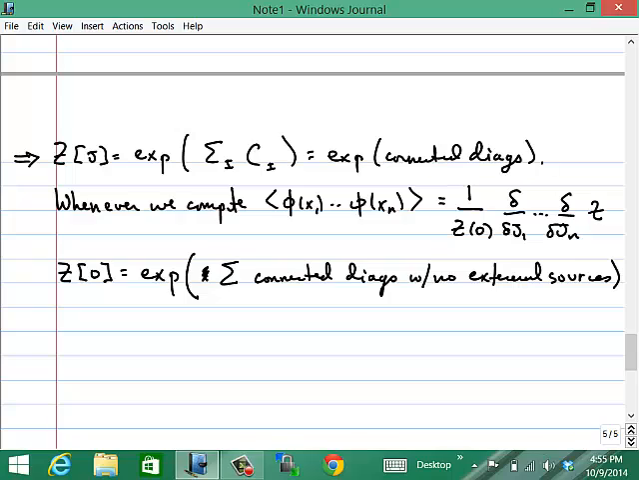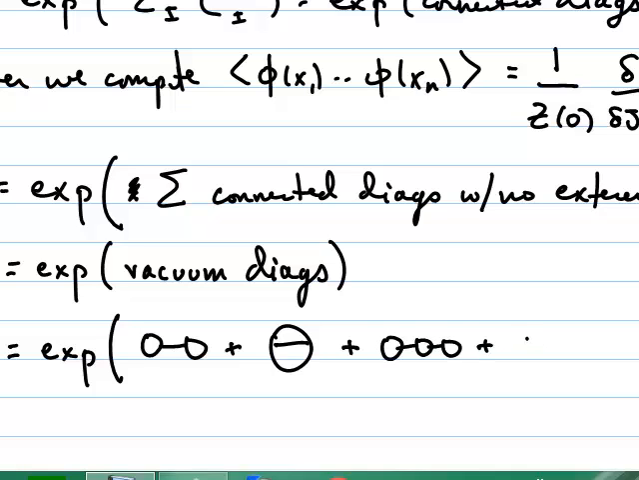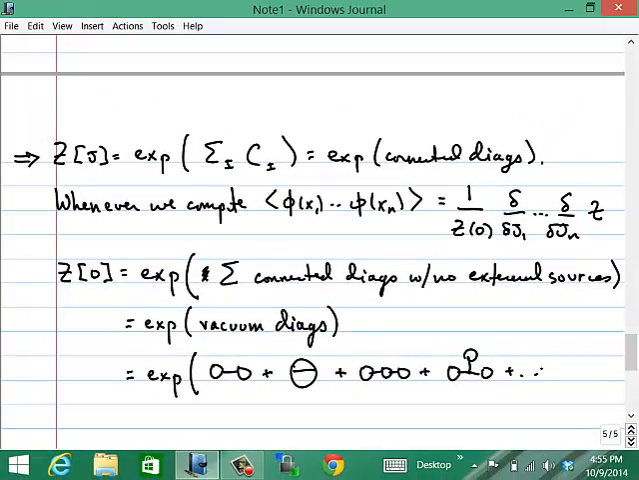Because if you set j equal to 0, then you don't have any external sources. That is to say, it's the exponential of all vacuum diagrams, which we also call bubble diagrams. So in our phi cubed theory, at order g squared, you would have two terms like this. And then at order g to the fourth, you would have terms like this. And so on and so forth.